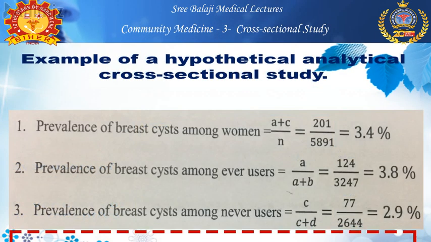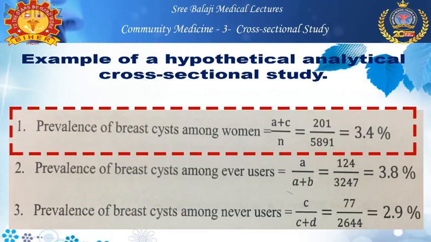Number 1. Prevalence of breast cyst among women. Out of 5,891 total population, 210 had breast cyst. So the numerator will be A plus C, that is 210. The denominator will be 5,891, which comes to about 3.4 percent.